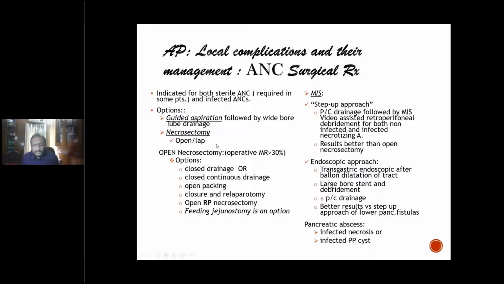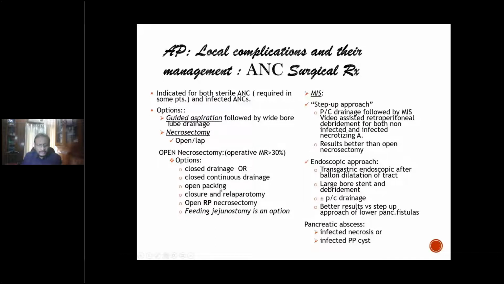Or you can do an open packing. What does open packing mean? You've done a laparotomy, there's a large cavity, you pack it and leave the abdomen open, just apply 2 or 3 stitches so that you can go back in and do a re-laparotomy. And that is what is known as a closure and re-laparotomy, and removing that pack from that particular area.